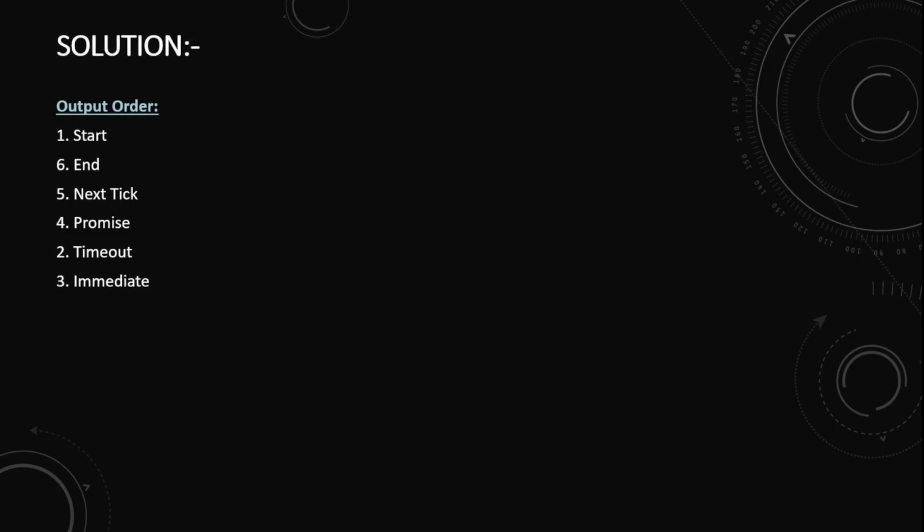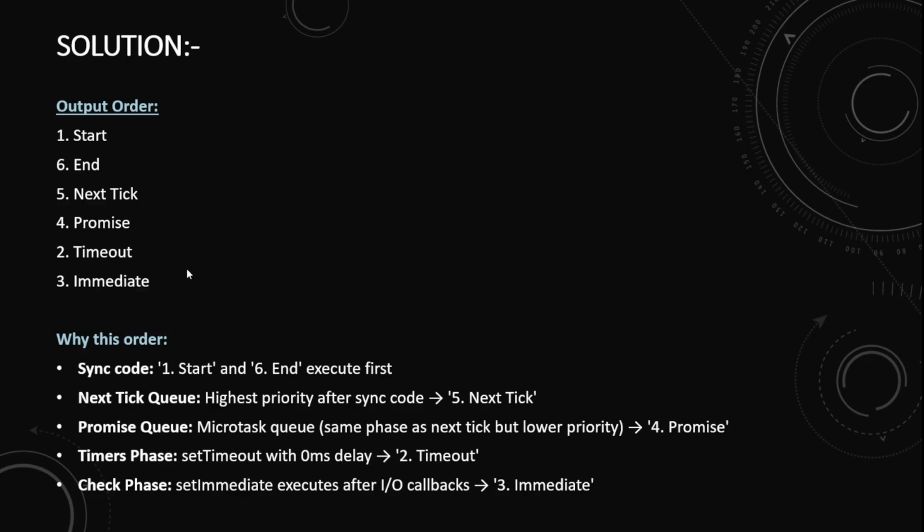So the actual answer here is that the output would be in this sequence. The first console log printed, then the sixth one, then fifth, fourth, second, and third. So what was the reason for such a sequence? Let's now dig into it.